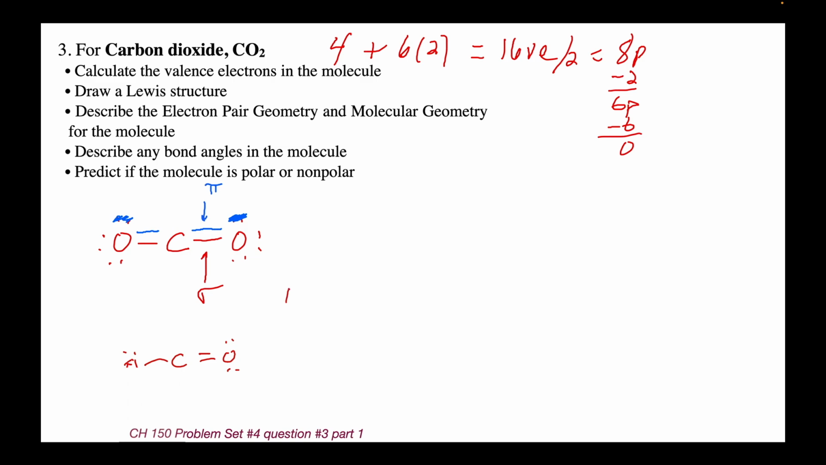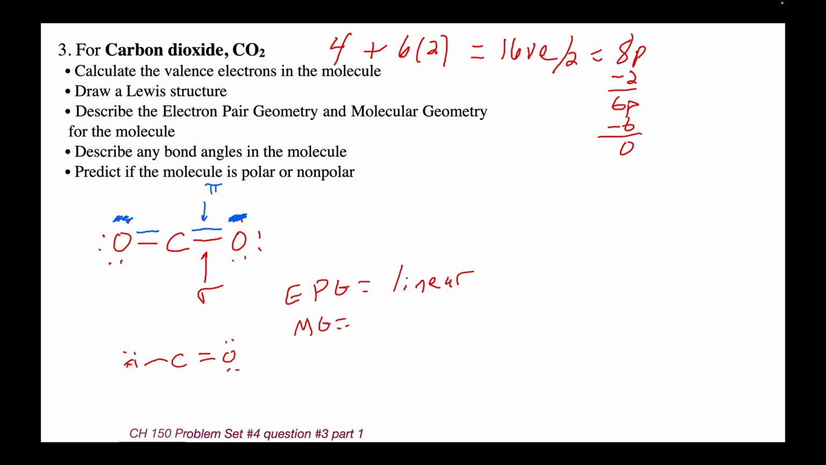Now, electron pair geometry is going to be around the central atom carbon, and there are 2 double bonds around carbon. Now, here's the thing about double bonds and even triple bonds. They count as one big cloud. So carbon has one big cloud to the right, to that oxygen, and it has one big cloud to the left, to the other oxygen. And if there's 2 clouds, that means the electron pair geometry is linear. So this has a linear electron pair geometry.